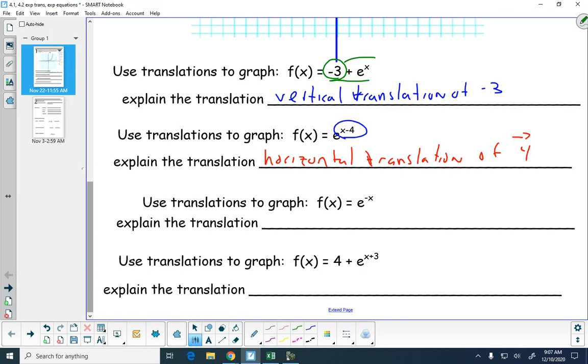If I have e to the negative x, we have no translation, but what happens with our graph with e to the negative x, and then what happens with 4 plus e to the x plus 3? Go ahead and write down what occurs with your graph with those two. For the first one, f of x equals e to the negative x, what happens with that graph? Mickey, what happens with the graph of e to the negative x? It reflects across the y-axis. Okay, we have a reflection about the y-axis.